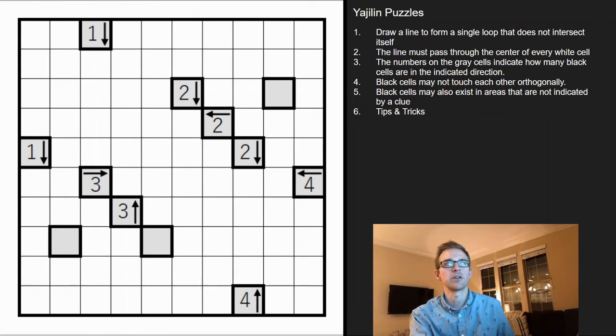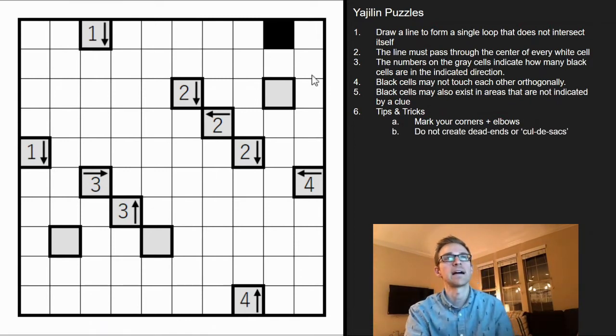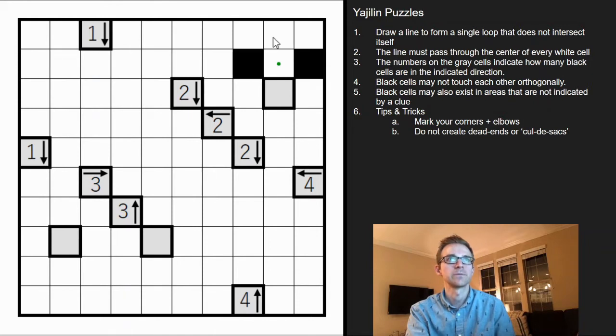So the first place that I start is going to be the corners. And the reason for that is I know right away there's going to be some white cells in the corners because we cannot create any dead ends or cul-de-sacs. So if I were to put a black cell in these spots, it would create this dead end, right? This loop would come in and it wouldn't be able to escape. It's a dead end in that corner. So you can never have a black cell in one of those spots.